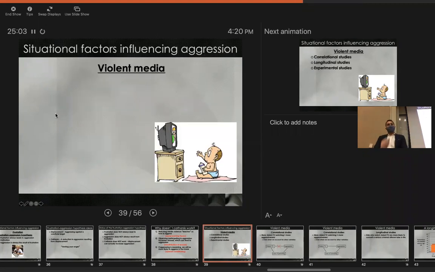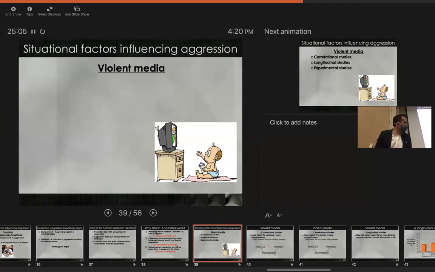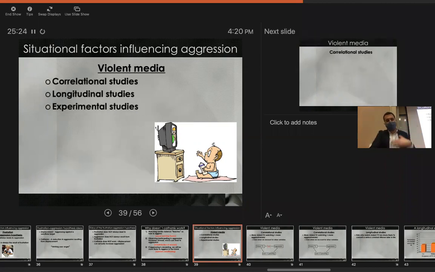Okay, so I do want to talk a little bit about studies that have looked at the effect of violent media on aggression, especially given that we've looked at social learning theory, which predicts that watching aggressive TV or movies should tend to lead to an increase in aggression. And there have been hundreds of studies that have been conducted on this topic. And there's all sorts of different types of studies. There have been correlational studies and longitudinal studies and experimental studies.